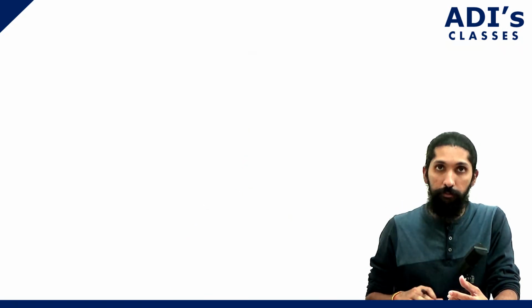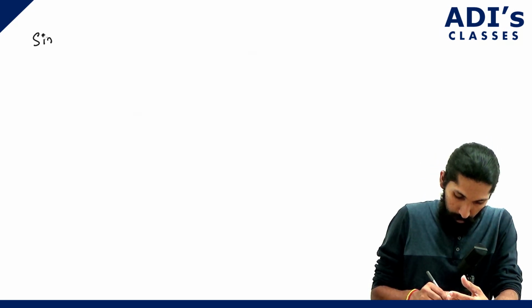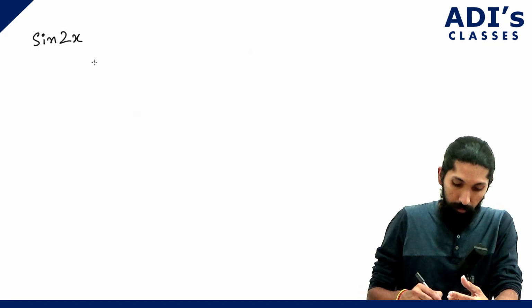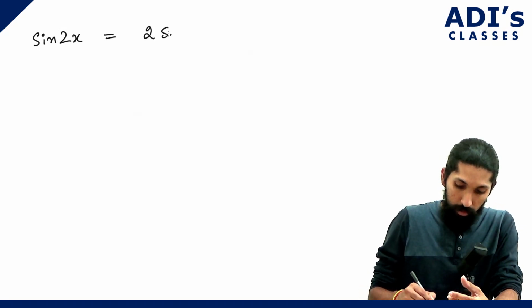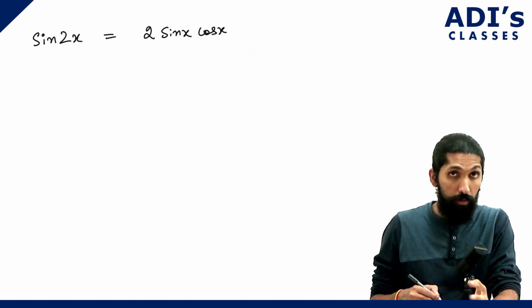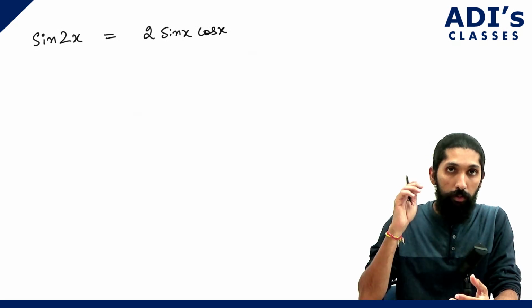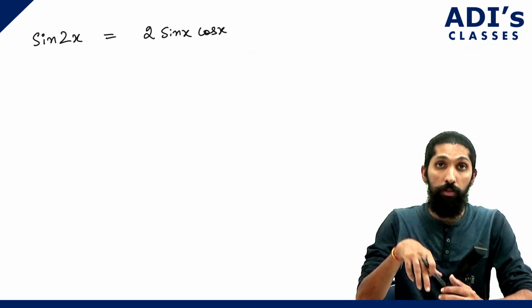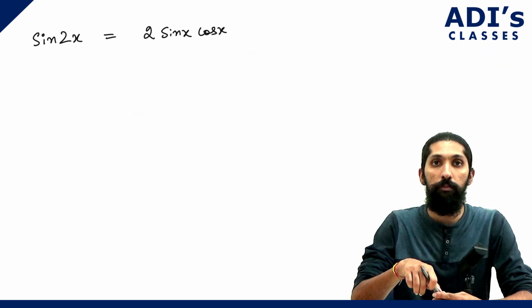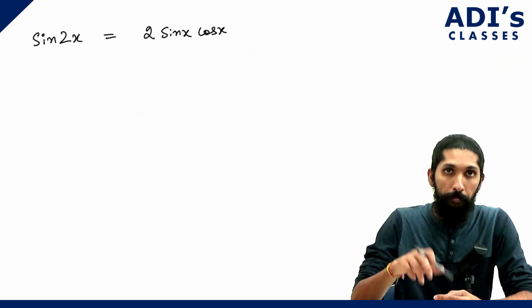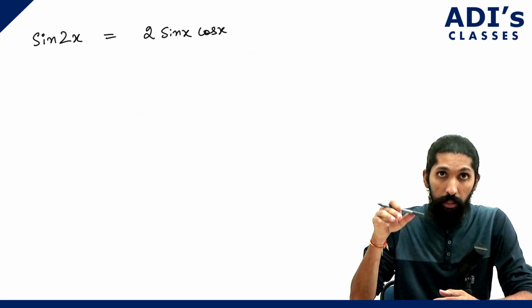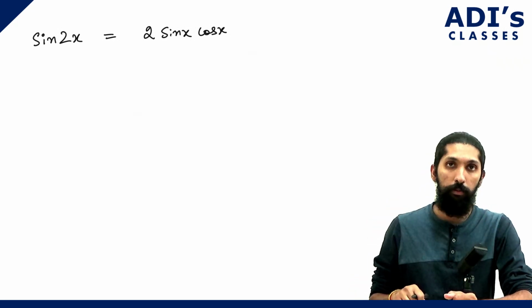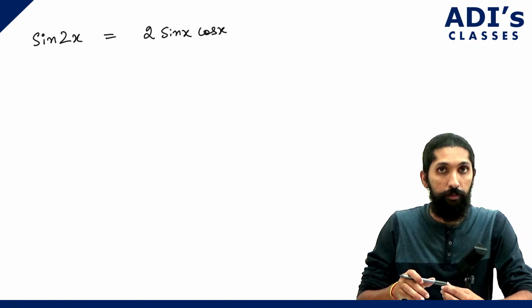It's a very simple, direct formula. Sine 2x is given by the first formula, 2 sin x into cos x. Correct? 2 sin x cos x. Why I'm telling you this is that in inverse trigonometric functions you also had the 2 sin inverse x formula. If you recall that, it's fantastic. If you don't, you might as well use this formula because it is much easier to apply.